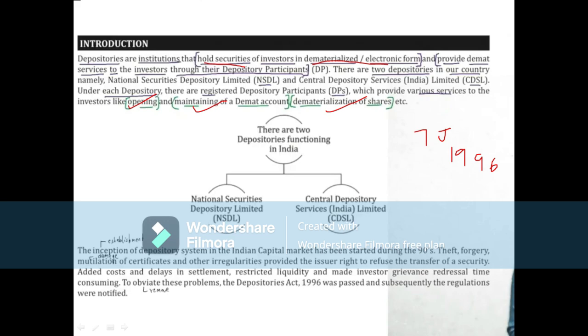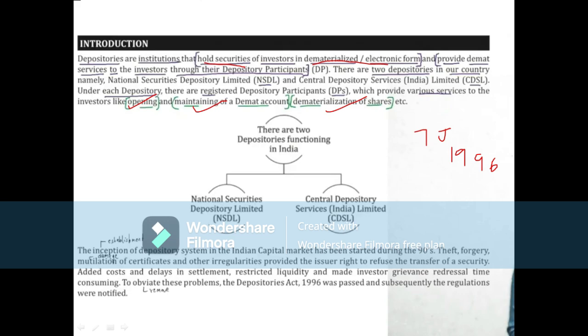So these registered depository participants provide services like account opening and maintaining a demat account, because if any investor wants to invest his money in securities, he definitely has to open a demat account, and that too not with the company or the depository, only with the depository participant. Then only that demat account will dematerialize his shares, which is nothing but changing physical shares into electronic form.